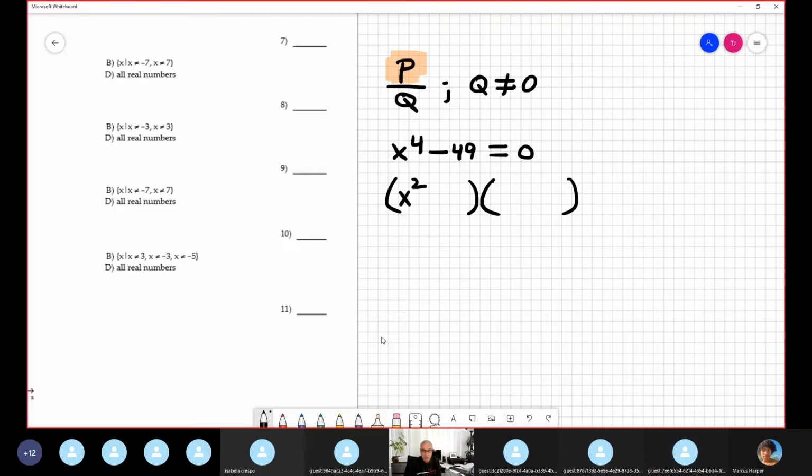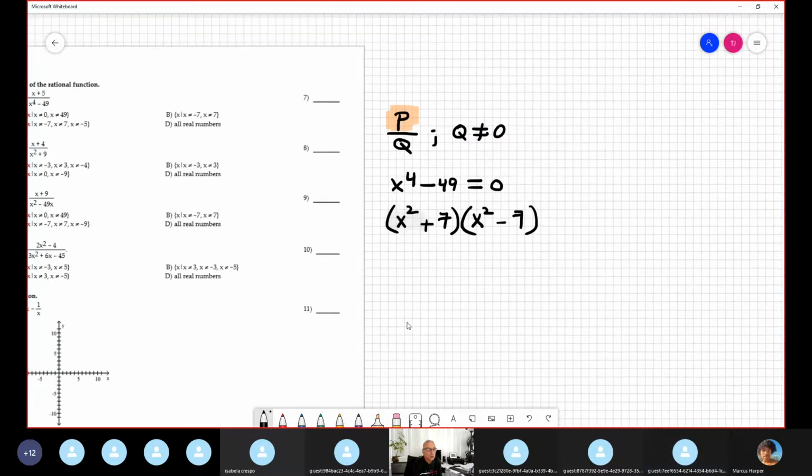(x squared minus square root of 49)(x squared plus square root of 49), plus or minus. And do we leave it like that? No.